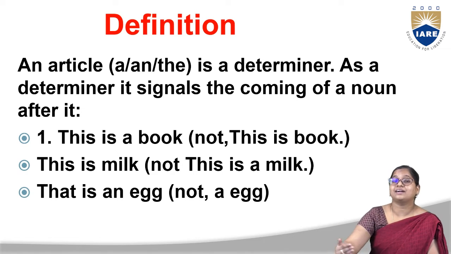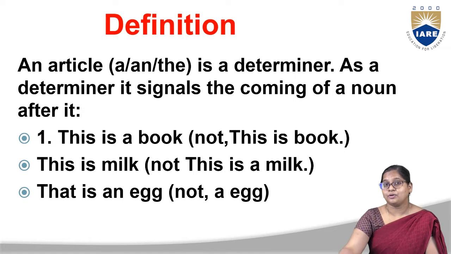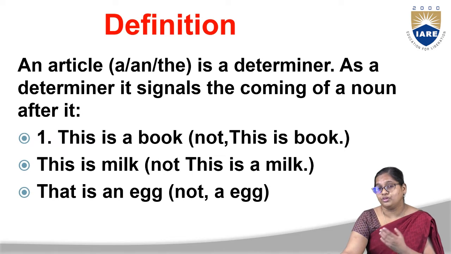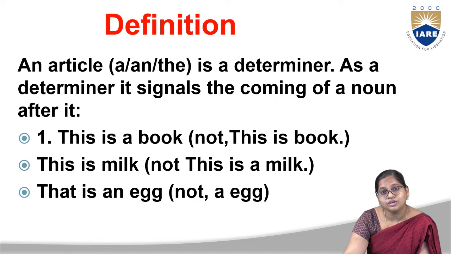So it signals the coming of a noun. Let me give you an example. This is a book. You are talking about this noun. And when you're talking about this noun, are you talking about a book or books?